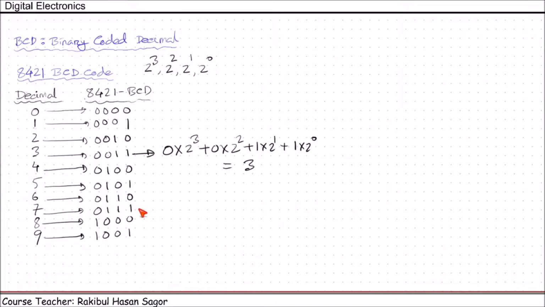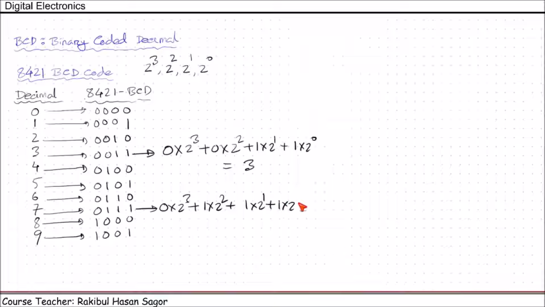Again, if we see another example, for this we have 0111. 0 into 2 to the power 3 plus 1 into 2 squared plus 1 into 2 to the power 1 plus 1 into 2 to the power 0. That will return us 7. 2 to the power 2 is 4, plus 2 is 6, plus 1, that will give us 7. And that is why this type of coding is sometimes called weighted code.